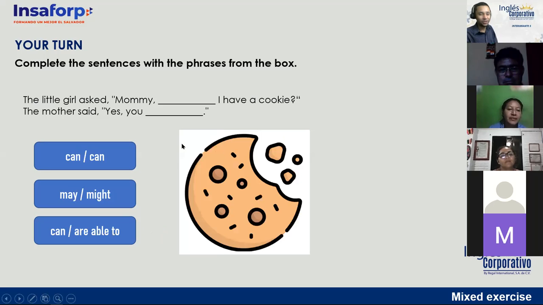Okay, let's do it. Complete the sentences with the phrases from the box. Lo mismo acá. Hay dos, así que cada una tiene un par de posibles respuestas. The little girl asked, Mommy, blah, blah, blah, I have a cookie. And the mother said, yes, you, blah, blah, blah. ¿Cuál será? The little girl asked, Mommy, can I have a cookie?